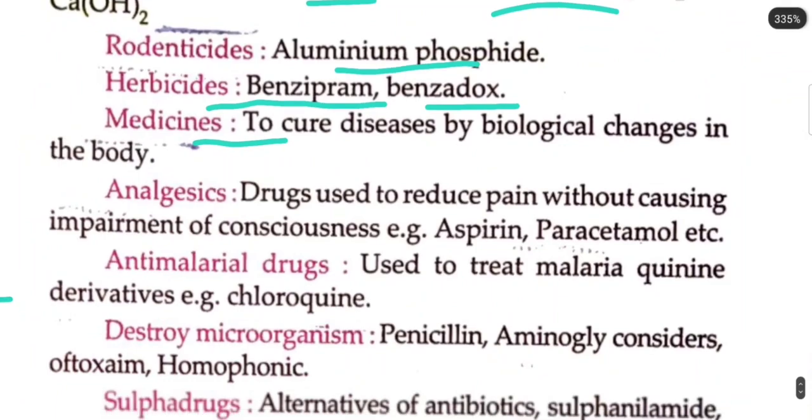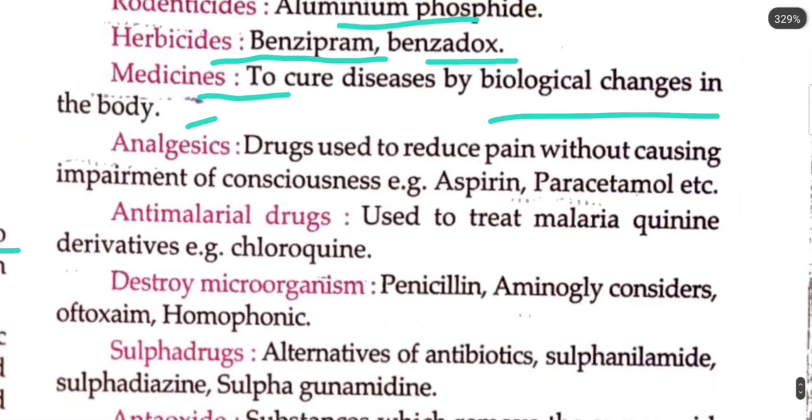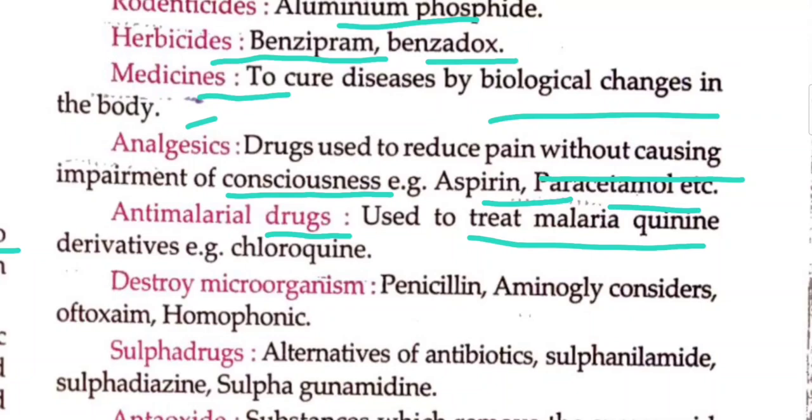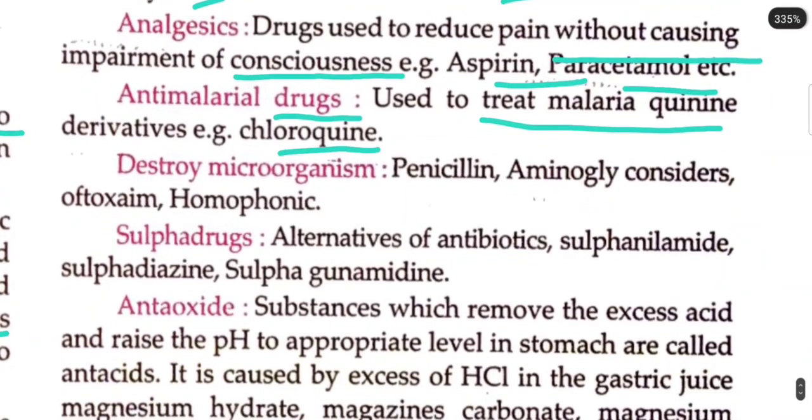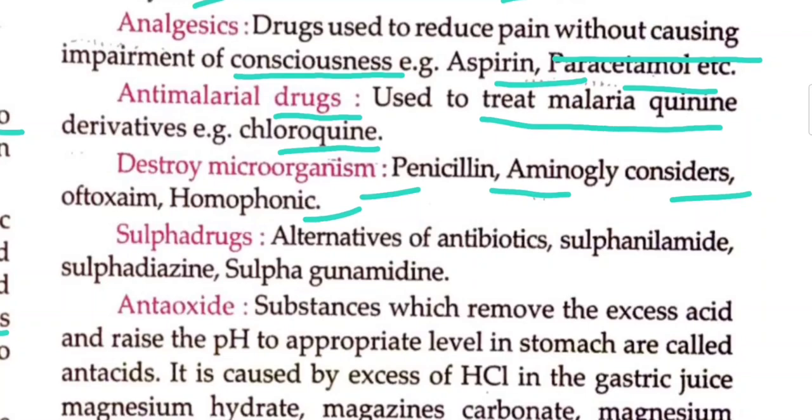Medicines cure diseases by biological changes in the body. Analgesics are drugs used to reduce pain without causing impairment of consciousness. Examples: aspirin, paracetamol, etc. Anti-malarial drugs are used to treat malaria. Quinine derivatives, for example chloroquine, destroy microorganisms. Penicillin, amoxicillin.